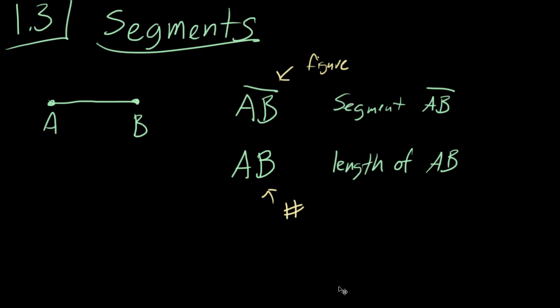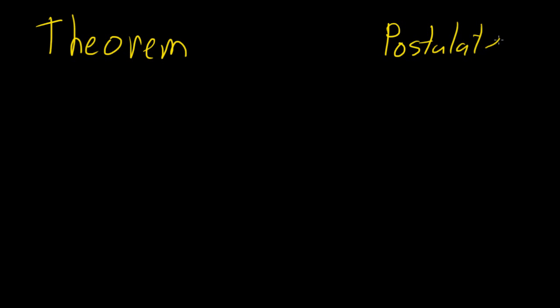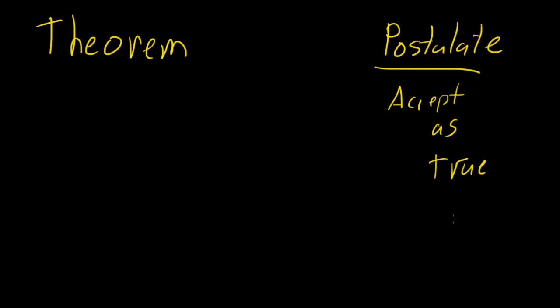Okay, a couple of terminology things before we get into the meat and potatoes of today's lesson. In geometry, we're going to have two big ideas. One is a theorem, and one is the idea of a postulate. A postulate is something we just accept as true. It's usually really obvious. It's something like the length of something is how long it is. It's often just something really goofy. That's what a postulate is.